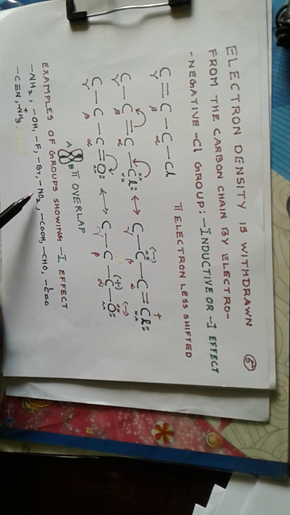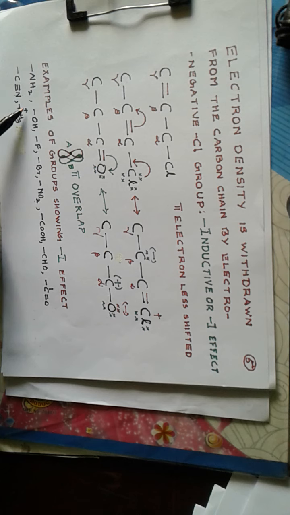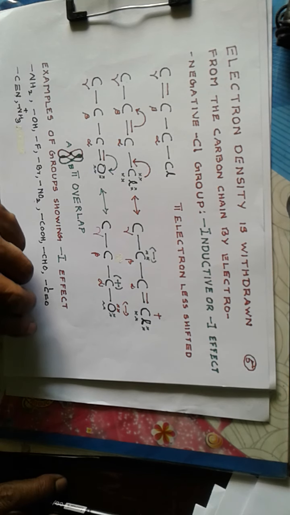Then groups like nitro, COOH, CHO, C double bond O, C triple bond N, NR3 positive, all contain atoms or groups with a more electronegative atom connected to the carbon chain, and show minus I effect.